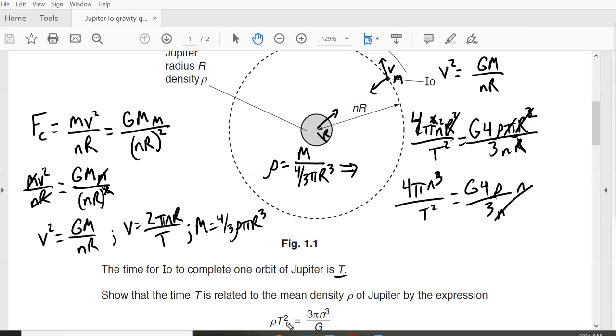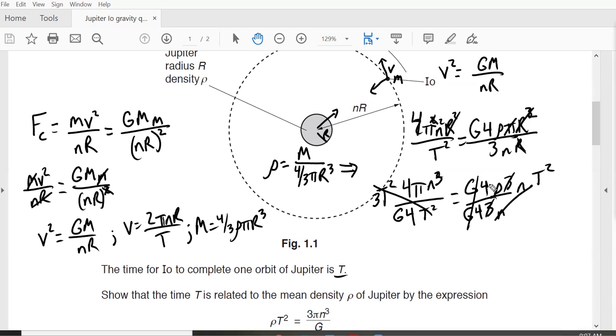Let's see, we're trying to get rho t squared on the same side. So there's rho, let's multiply both sides by t squared. That sort of achieves what we want on this side, but we got to get rid of this. Divide each side by g, divide each side by 4. And then we got to multiply both sides by 3, right? So 3 times 1/3 is 1, so you got to multiply this side by 3.